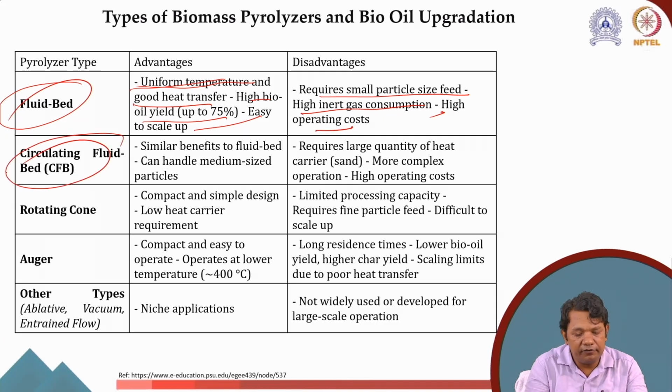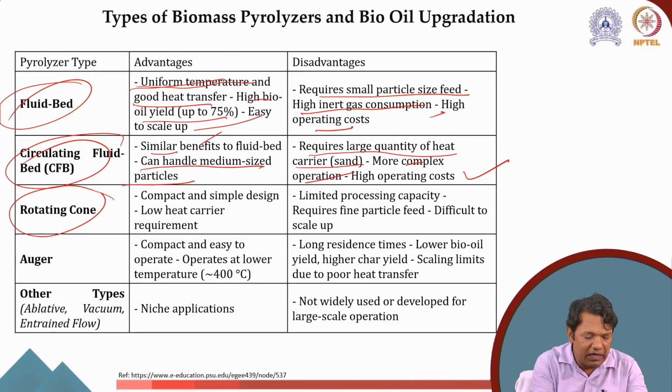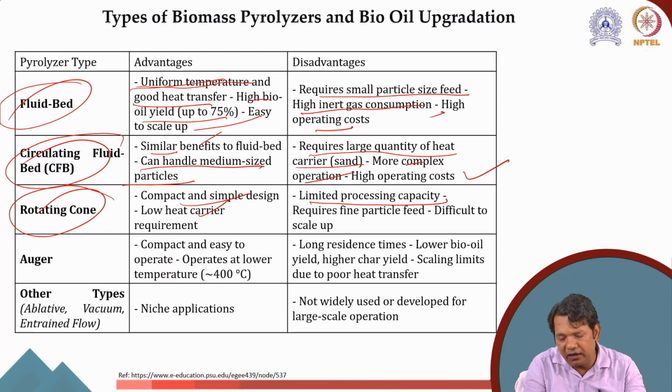While in the circulating fluidized bed, we have advantages like this. It can handle medium particle size, or medium sized particles. It requires a large quantity of heat carrier. This is the major disadvantage, and because of that, it becomes a very complex process, and the operating cost increases. Okay. Similarly, we can have the rotating cone, which is compact and simple in design, with low heat carrier requirement, but it cannot be scaled up. It has very limited processing capacity and requires fine particles for feed.